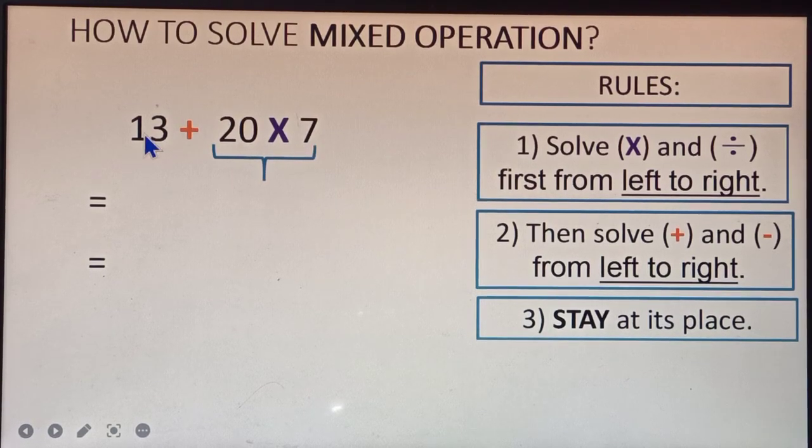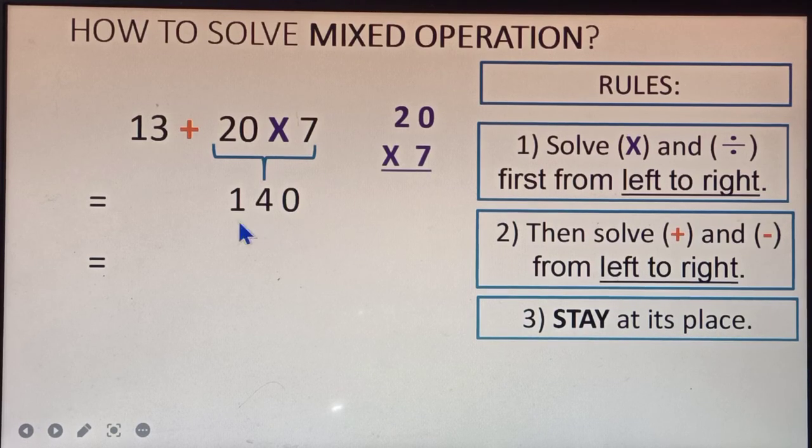Okay, you don't have to move the number. For example, 13 does not go to the back, and 20 does not go to the front. No need. You just have to stay at its place. So 20 times 7. You can multiply using your working at the side of your paper. So 20 times 7, I got 140.